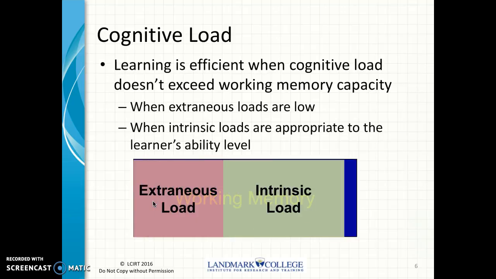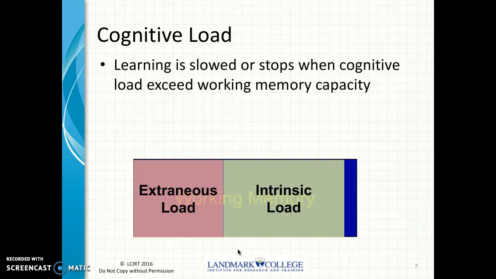So in general, learning can be really efficient when the total cognitive load doesn't exceed a student's or a learner's working memory capacity. So you can have some extraneous loads and some intrinsic loads, and as long as the two combined don't exceed a student's cognitive processing capacity, you'll have no problems. A student will be able to work on the problem, get through it, and learn in the process.